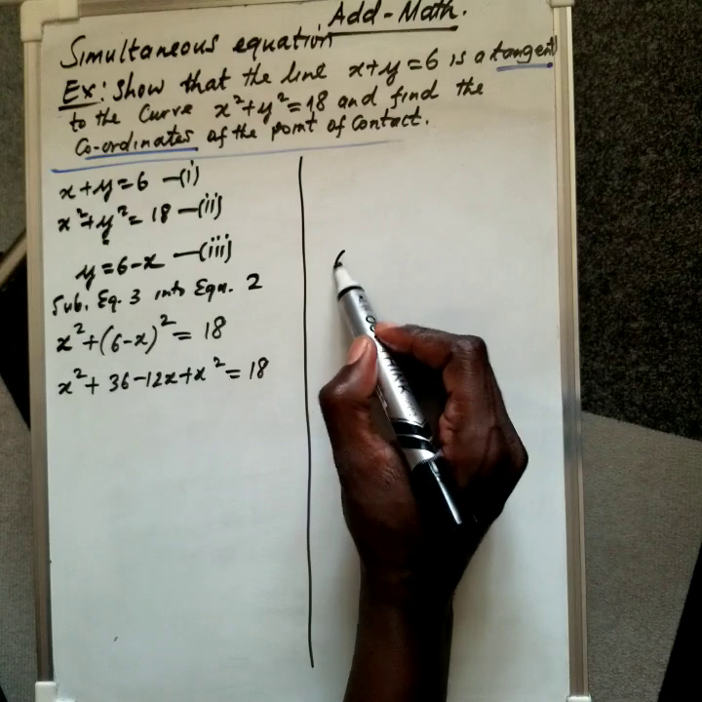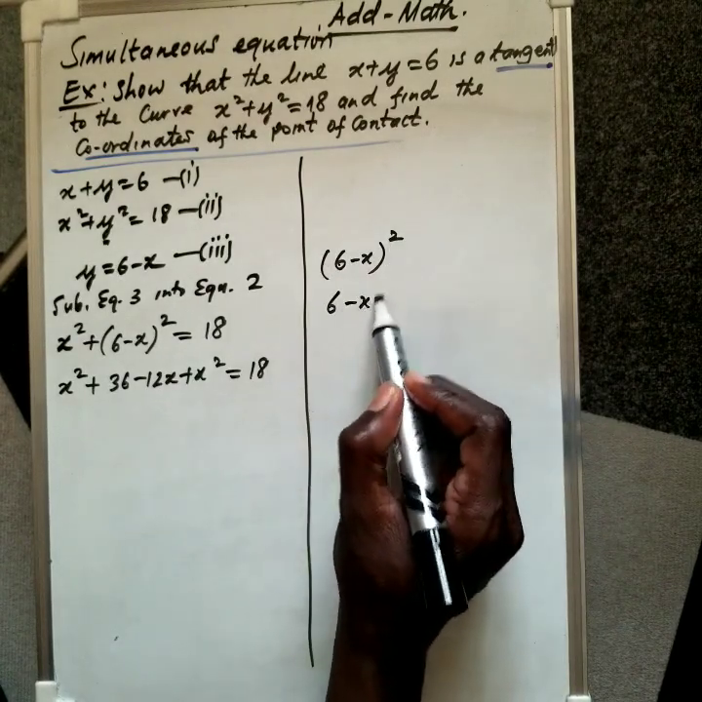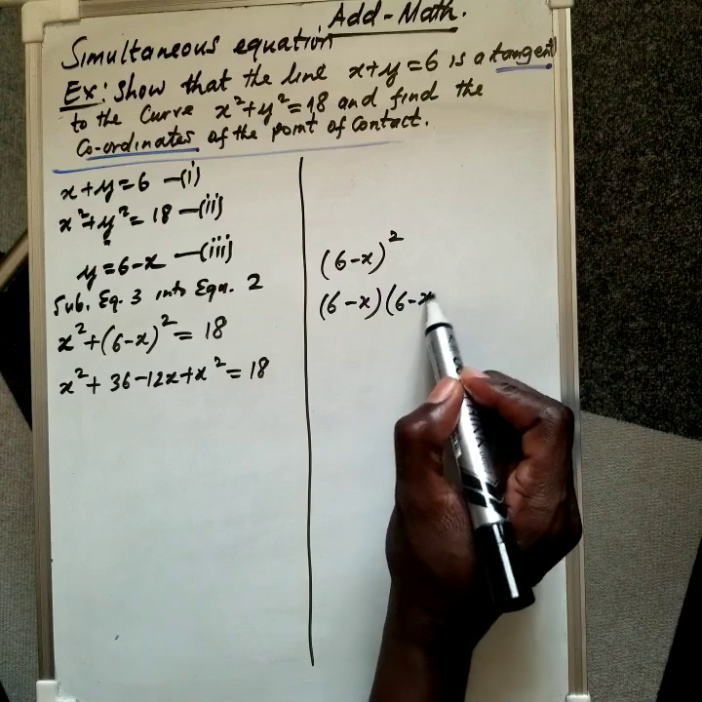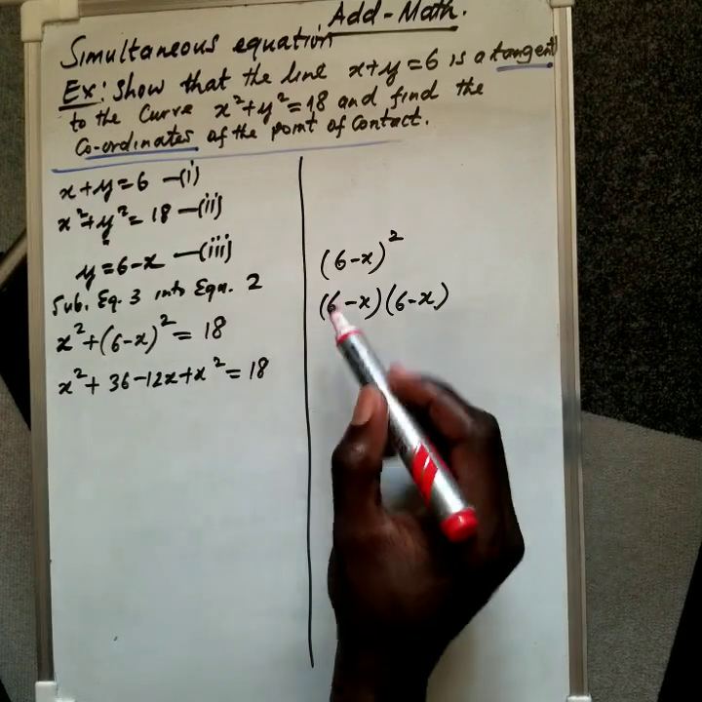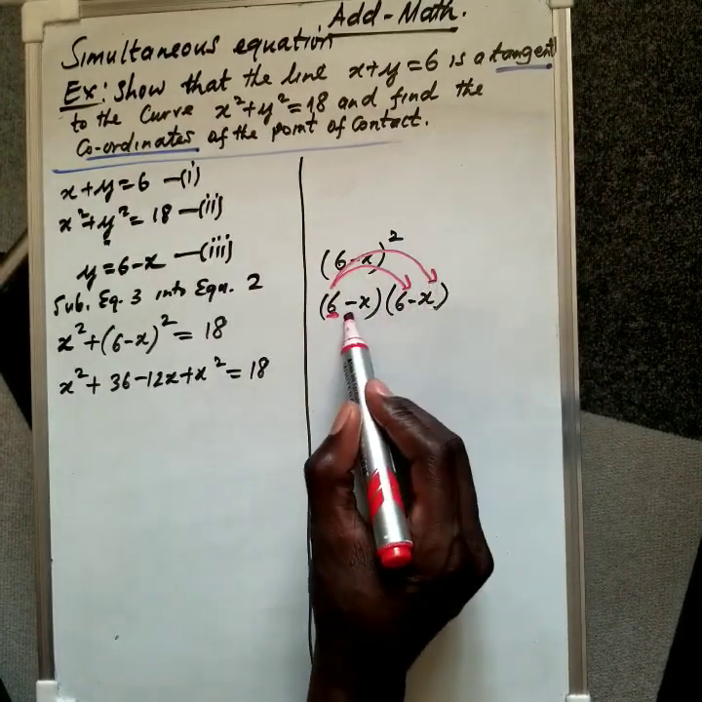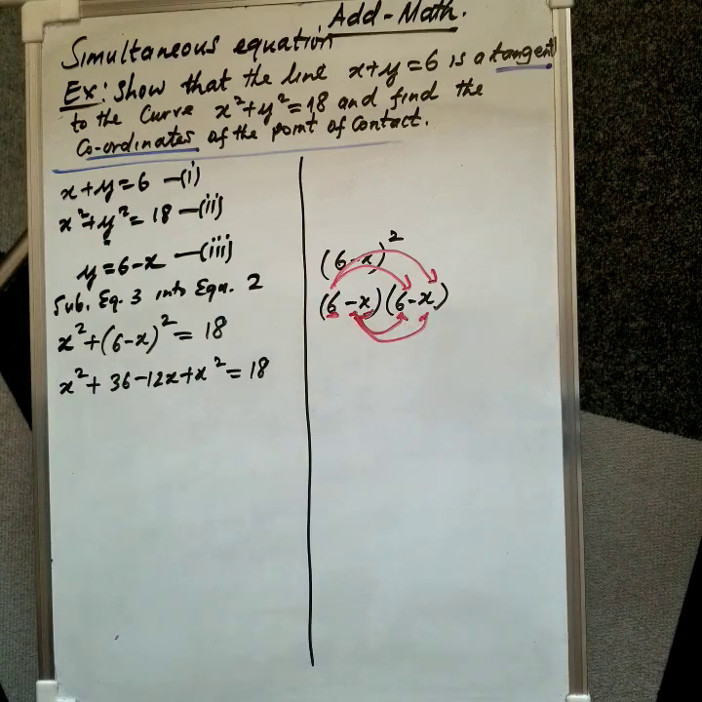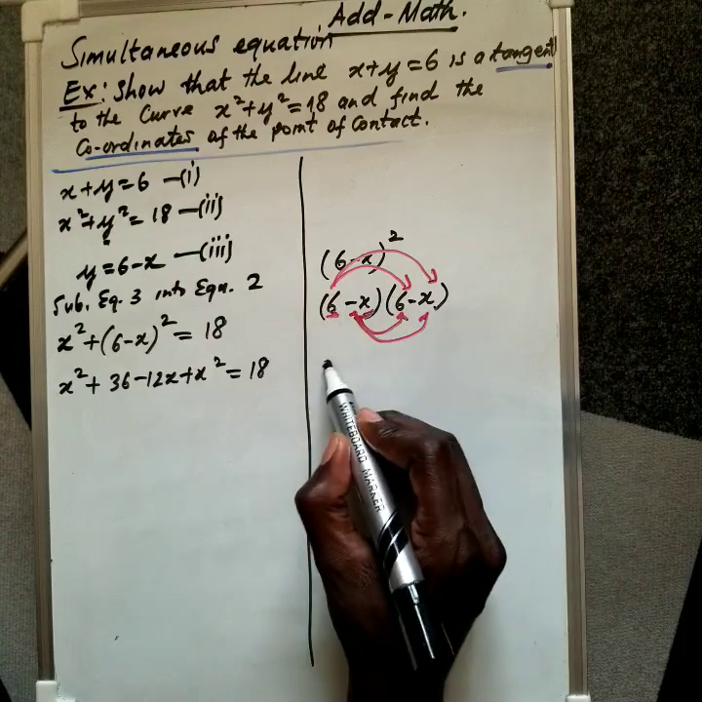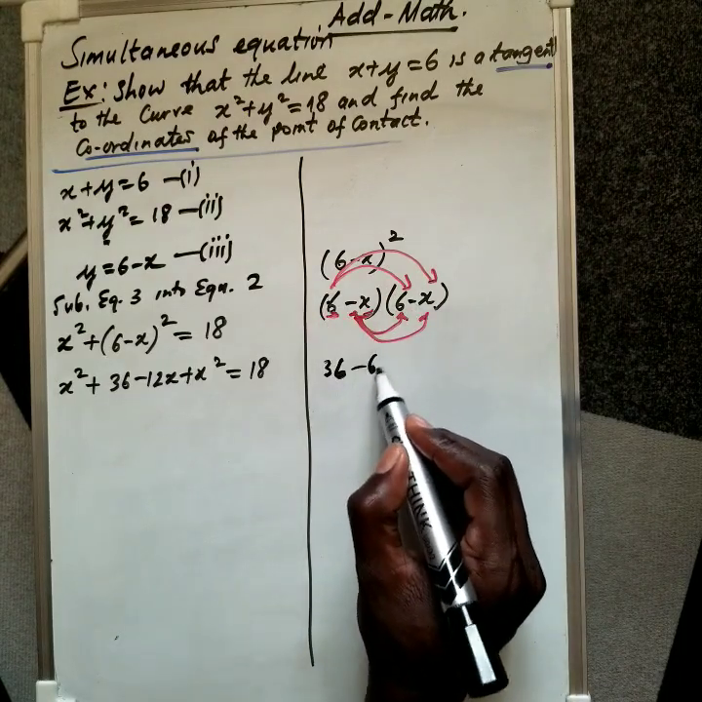If you're not so familiar, 6 minus x raised to the power 2 means 6 minus x multiplied by 6 minus x. So you simply multiply that. Remember, you can start with this times that, this times that, then you come to negative x times that, and this times that. Let's see what that is going to give us quickly. So it will be 6 times 6, that is 36. 6 times negative x, that is negative 6x.